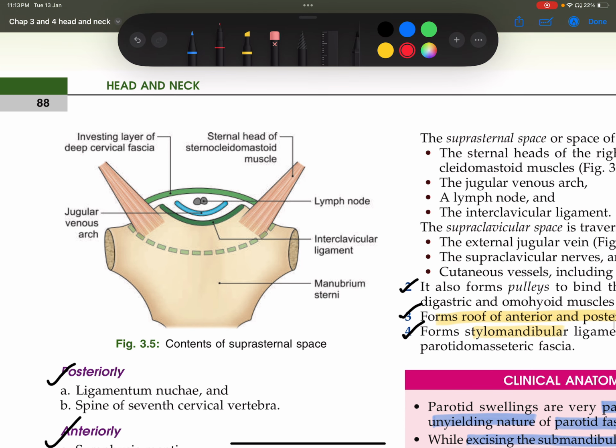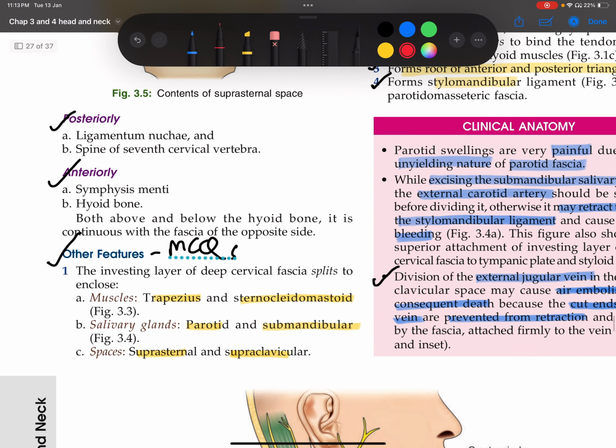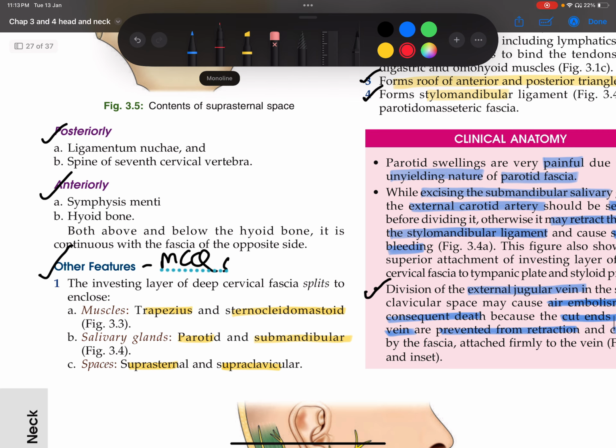So suprasternal and supraclavicular spaces, but not just that, it encloses two of everything: two of the muscles, two of the salivary glands, two of the spaces. So first of all, two of the muscles, trapezius and sternocleidomastoid. These are covered by the investing layer of deep cervical fascia, and they're also innervated by the accessory nerve, right? Then it also encloses salivary glands, parotid and submandibular.